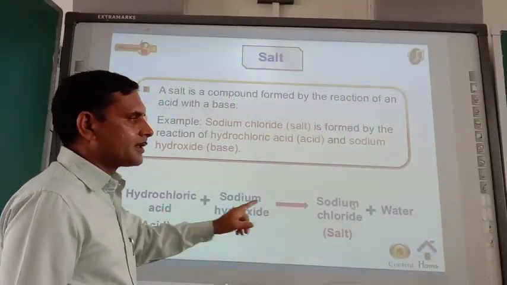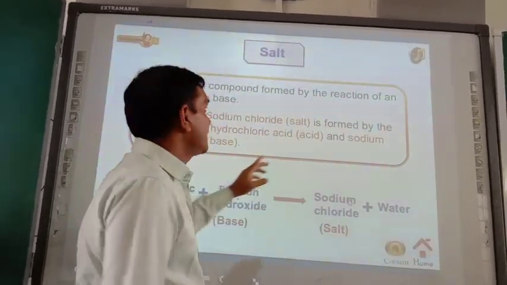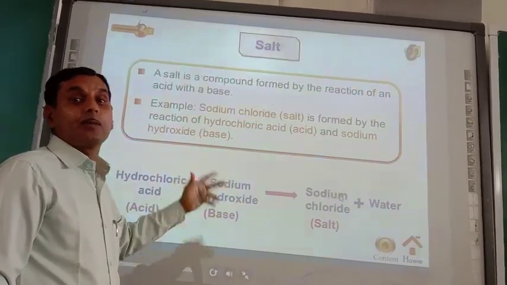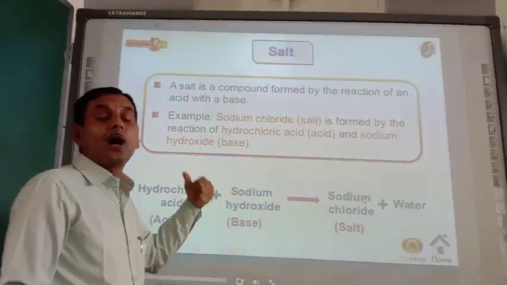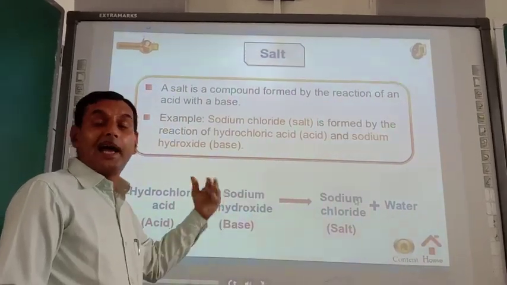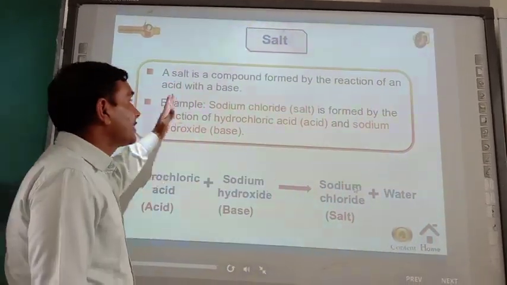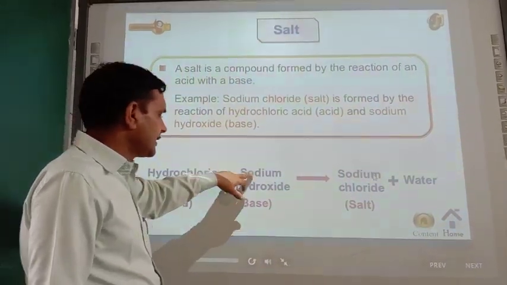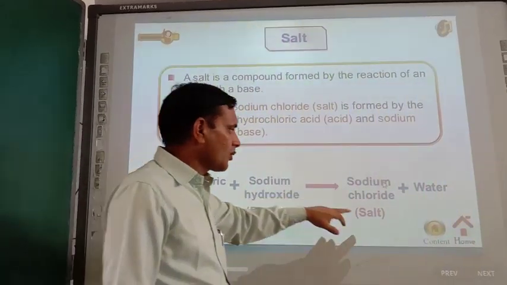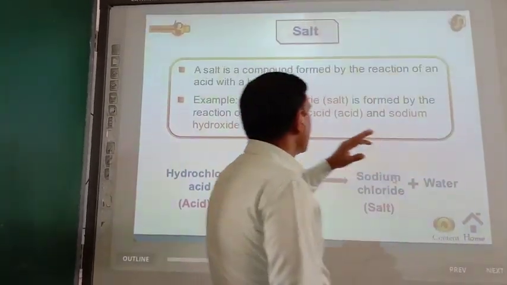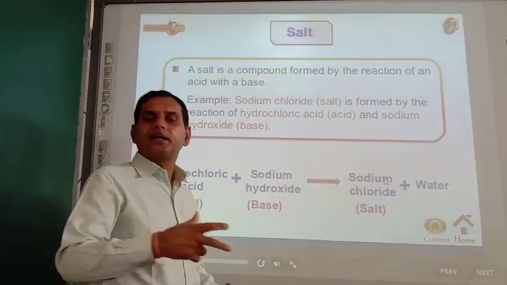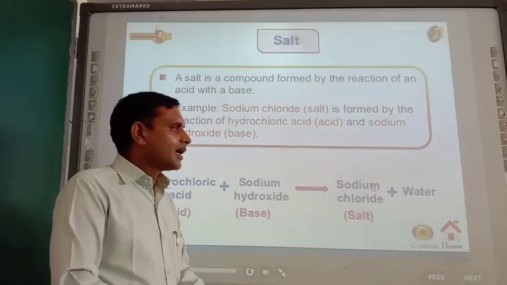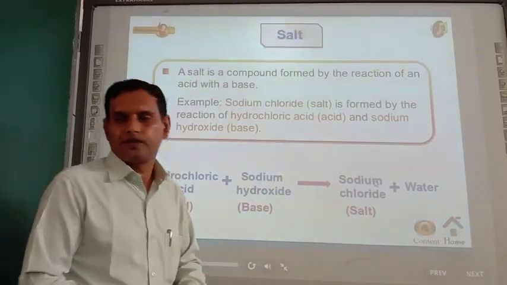So dear cadets, the main product of neutralization reaction is salt. So what is the salt? Salt is nothing but a compound which is formed after the reaction of an acid and a base, that is known as salt. Now already I have written this one: hydrochloric acid, sodium hydroxide, that is base, sodium chloride, that is salt, water plus heat. So now to get a detailed idea about the neutralization reaction and the salt formation reaction, let us watch one of the video.